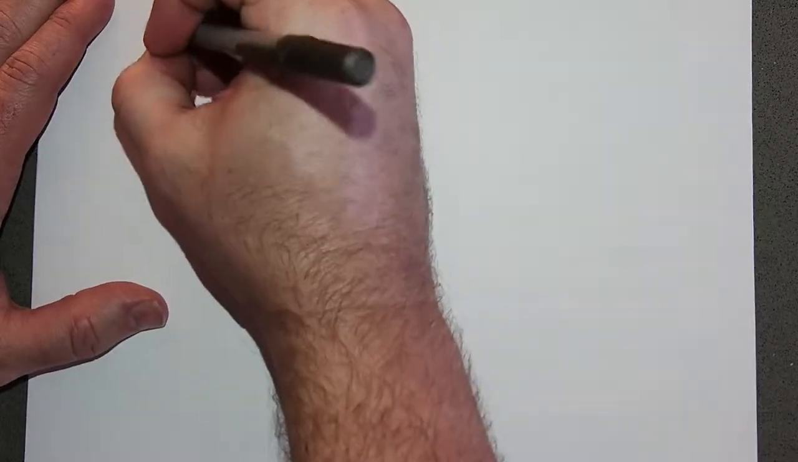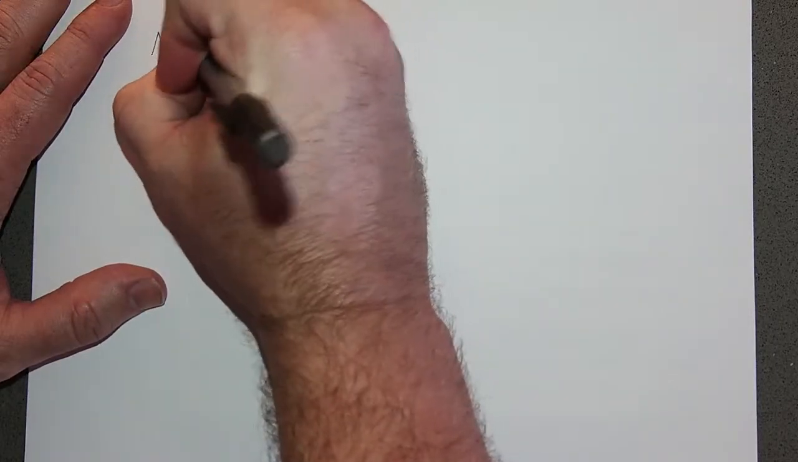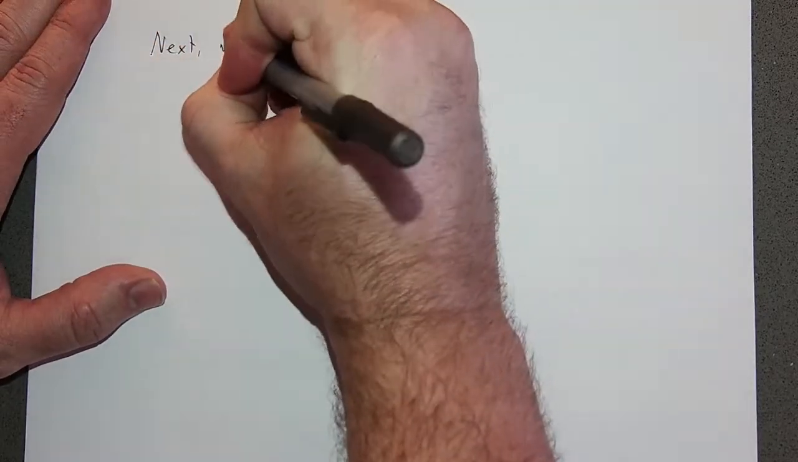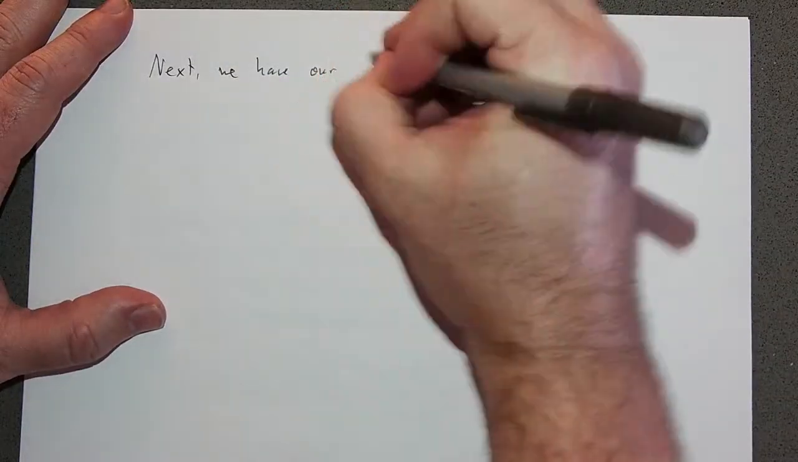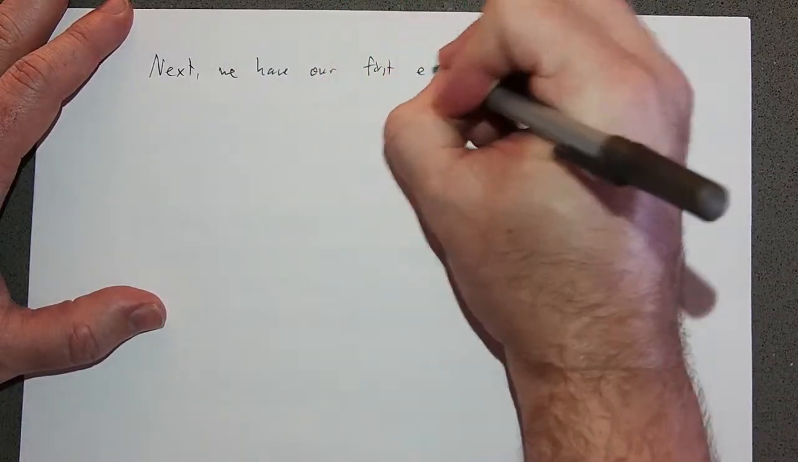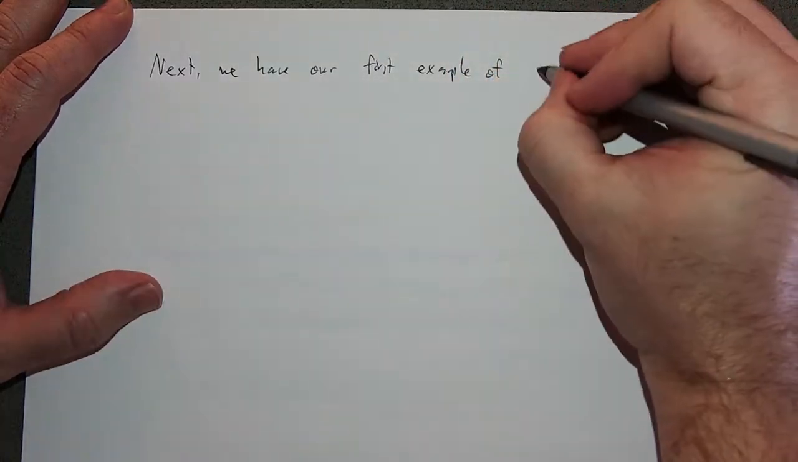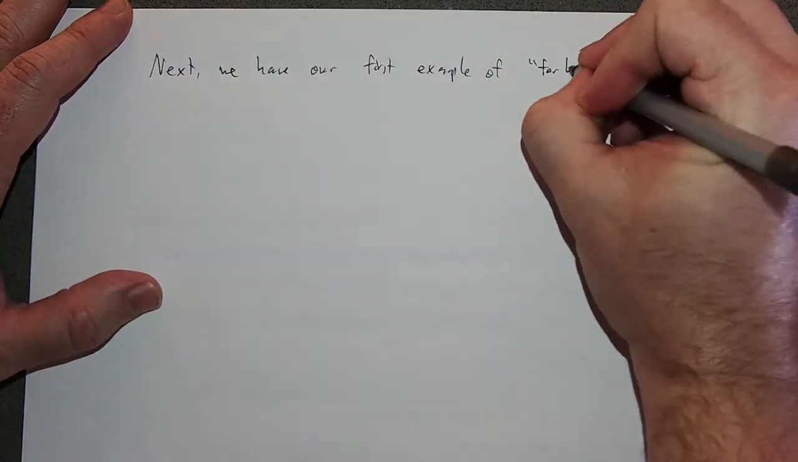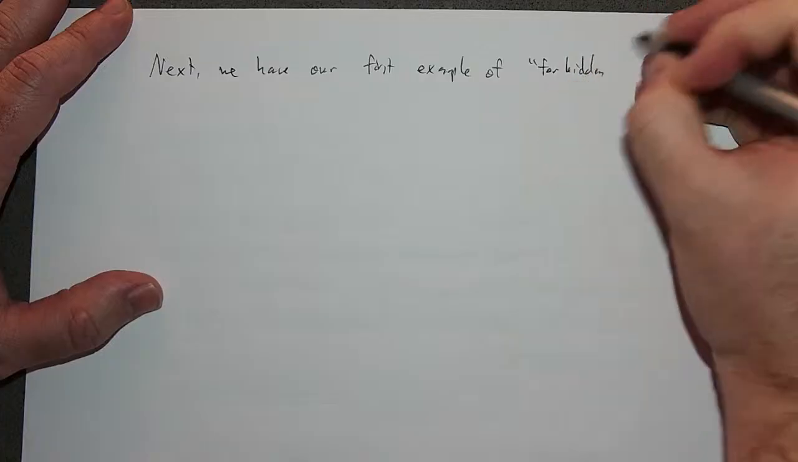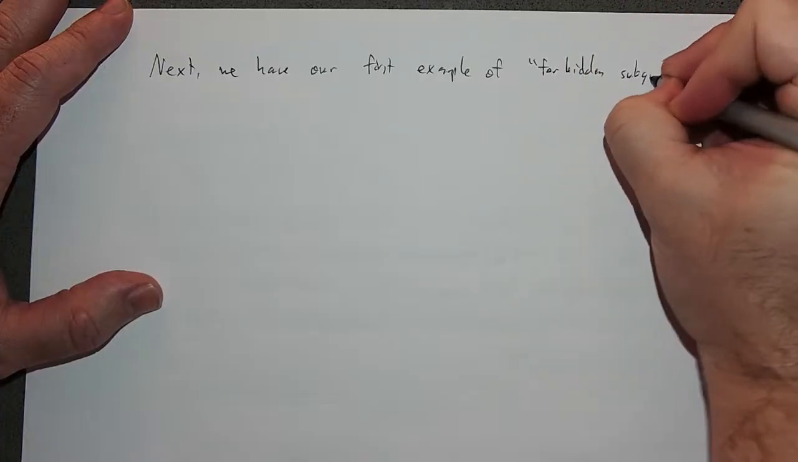So next, we have our first example of what are called forbidden subgraph results.